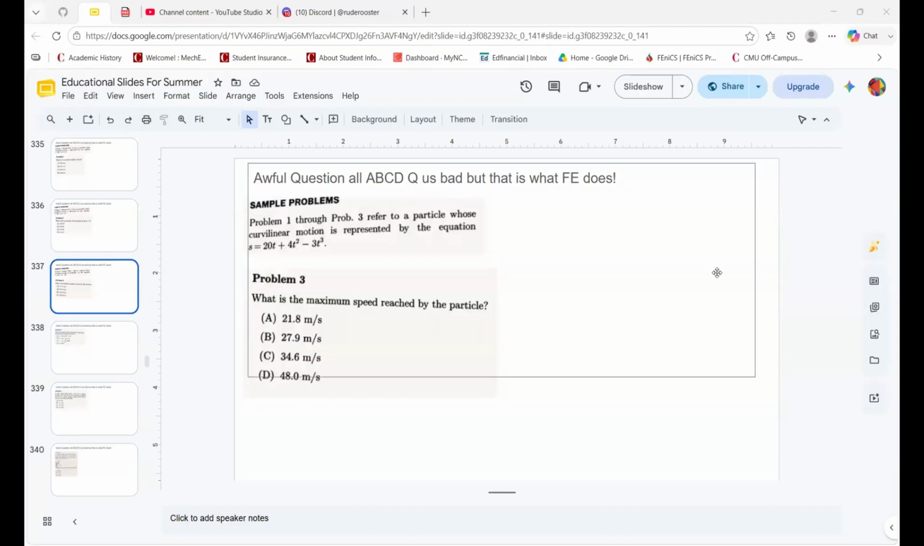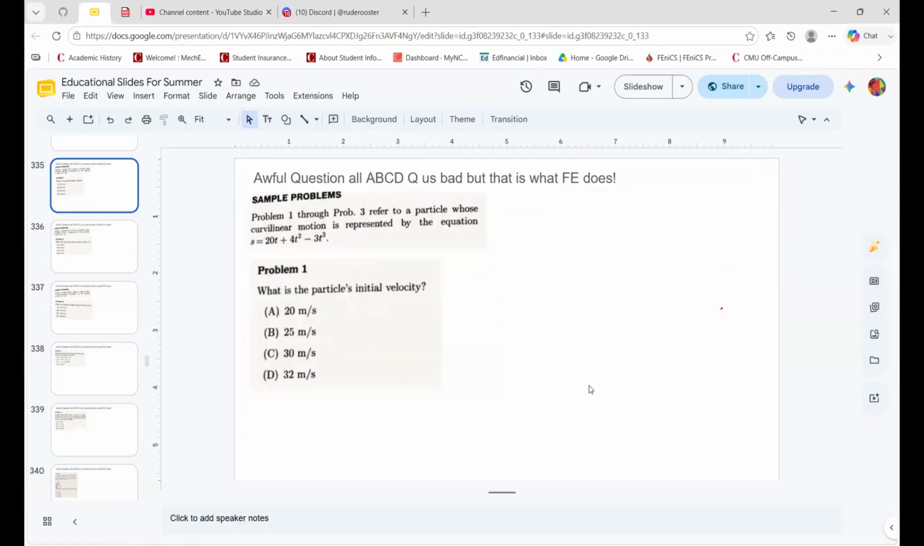All right, now we're doing the kinematics section. The first thing we'll do is what's the maximum speed? Wait, that's not the first problem. The first problem is this: what's the particle's initial velocity?